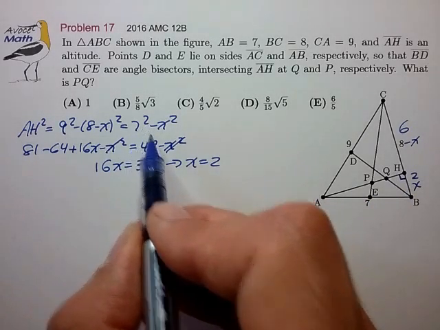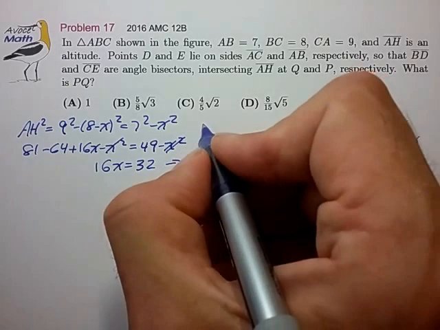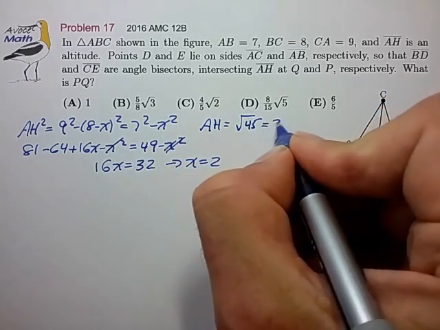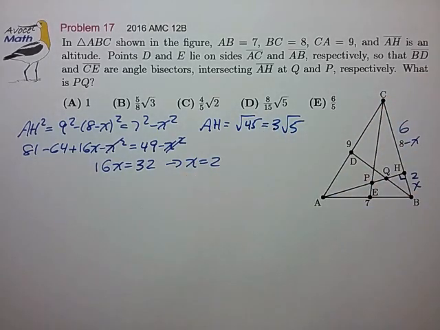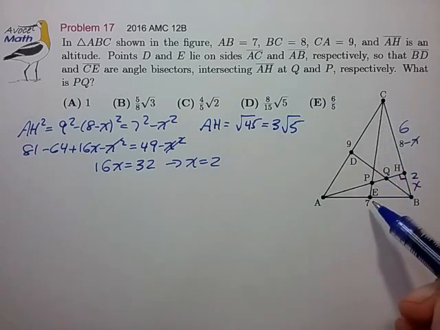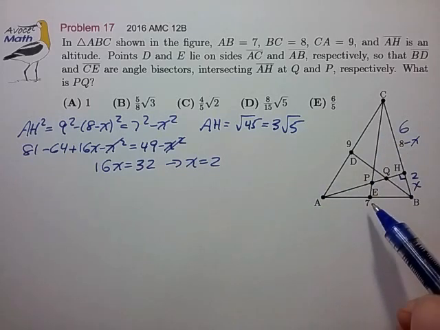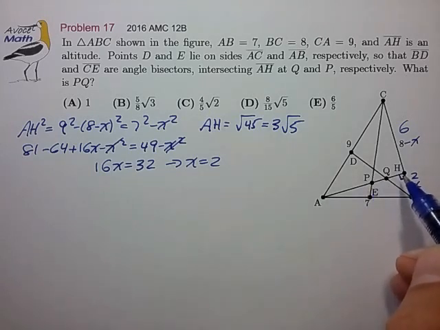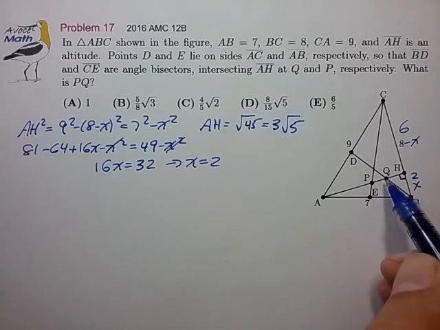AH squared is 7 squared minus 2 squared, that's 45. So AH is root 45, or 3 root 5. So that's a big help. Now, the big key here is we notice that since CE is an angle bisector to the larger triangle, it's also an angle bisector to the right triangle. And the same is true for BD. And that's kind of the key to solving this problem, because we can now use the angle bisector rule to figure out the ratio of AP to PH and also AQ to QH. So let's try to work that out.